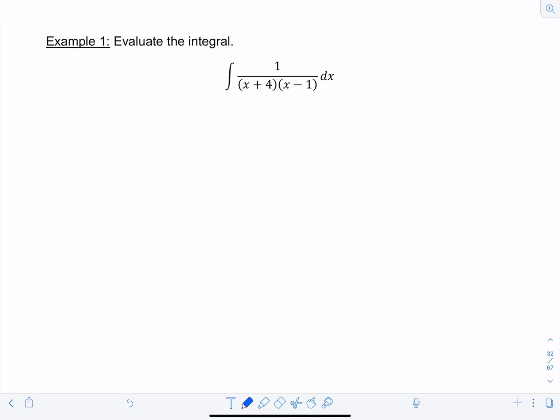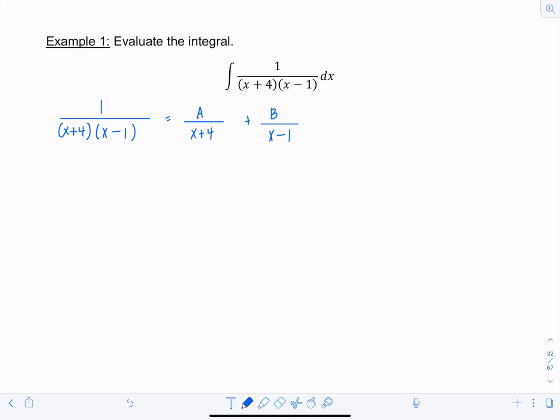So first we're going to find the partial fraction decomposition for 1 over x plus 4 times x minus 1. So this is the first case. I have a product of distinct linear factors in the denominator. So the decomposition will have the form a, some constant, over one of the factors, x plus 4, plus b over the other factor, x minus 1. My goal is to solve for a and b.